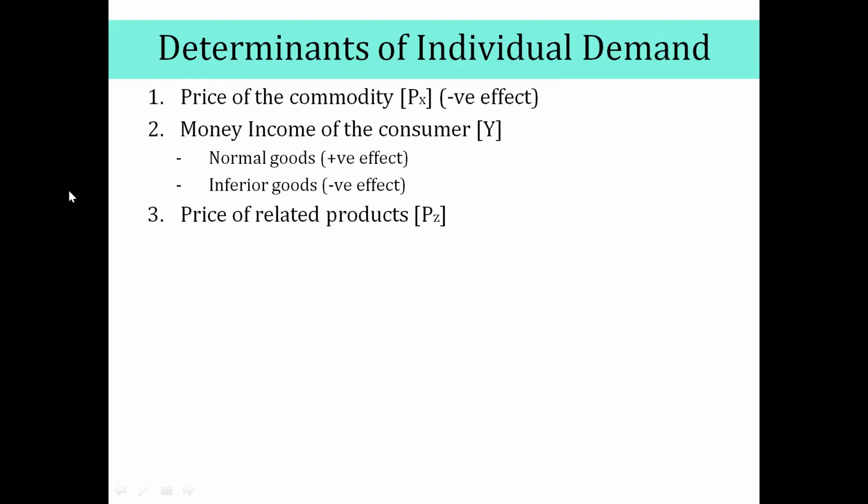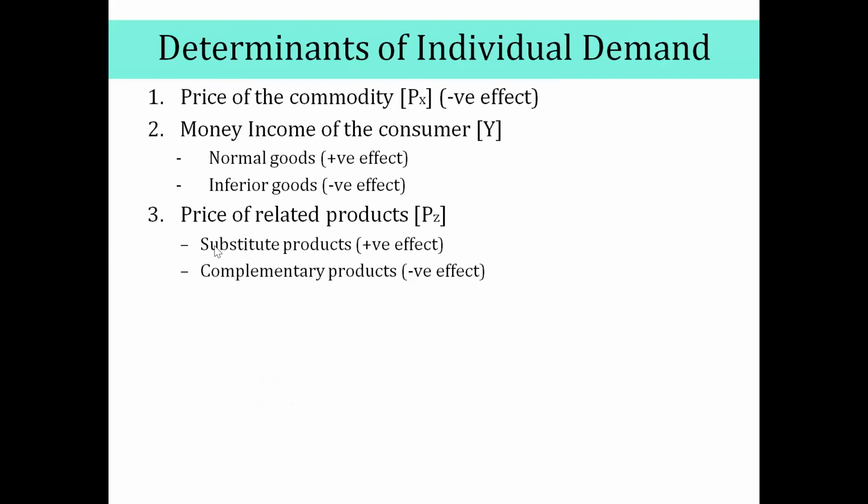Then the third determinant is the price of related goods. Related goods can be substitute goods and complementary goods. In case of substitute goods, the price of substitute goods has a positive effect. That means, for example, tea and coffee are substitute goods. So if the price of tea increases, demand for coffee will increase and vice versa. In case of complementary goods, the price effect is negative. For example, car and petrol are complementary goods. So if the price of petrol increases, demand for cars will decrease.